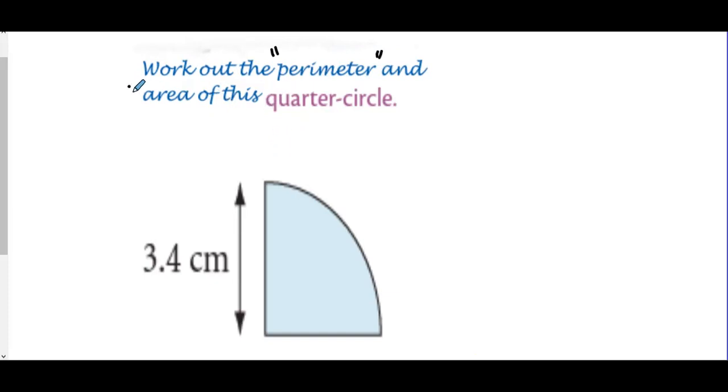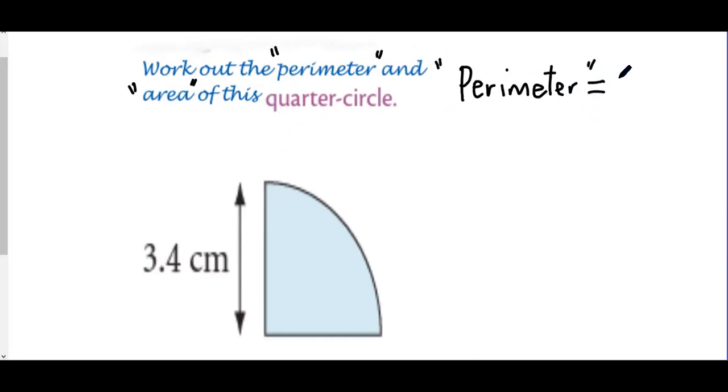And also we need to get area. Area of which shape? Area of a quarter circle. So let me start with perimeter. Can you pause this video and tell me the formula for perimeter of any shape? Take your time, think on how to find what is the formula for perimeter of any shape.